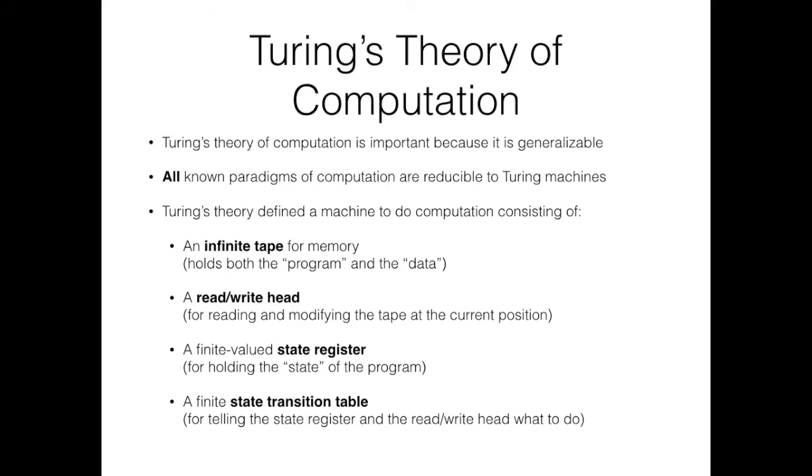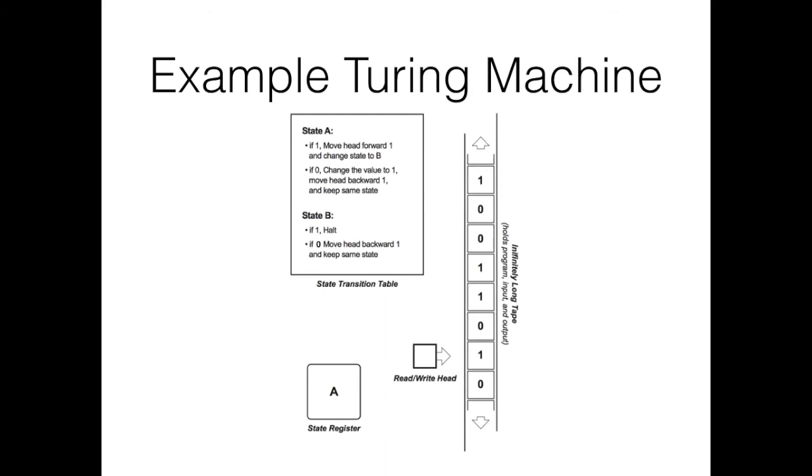temporary value, one of a fixed set of values. Then you have a state transition table, and this tells you if you read this on your read-write head and your state is this, do this. All right, so just to give you a quick example of what that looks like, here is an example Turing machine.